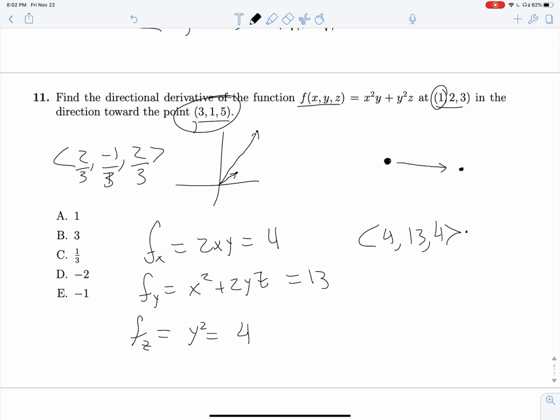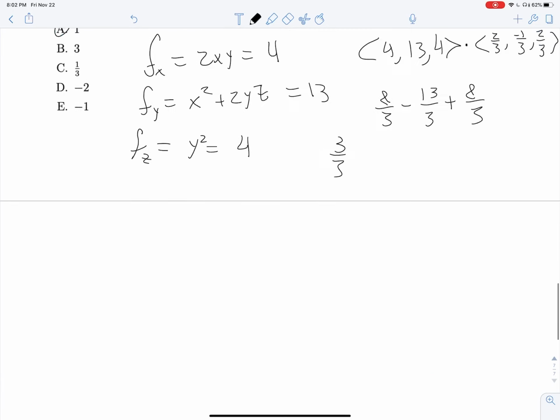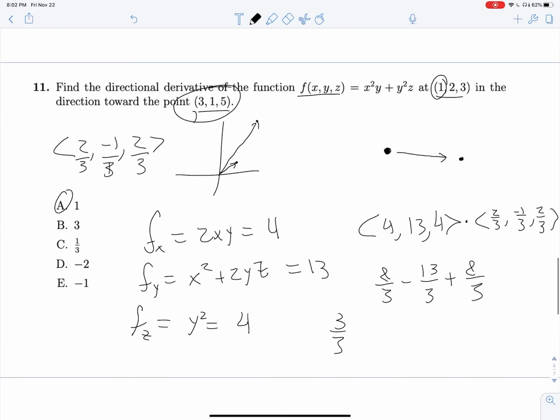So this dot product, if I fill everything in here, will give us 8/3 minus 13/3 plus 8/3, which will simplify down to 3/3, which is 1. And we are done. Hopefully this was helpful. Let me know if any of my answers were wrong, and I will go back and fix them.